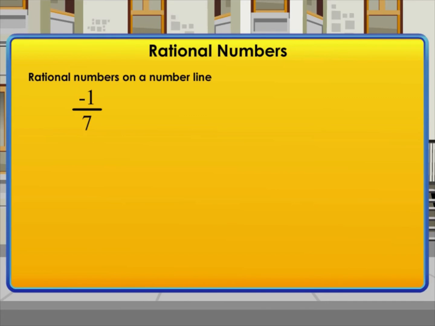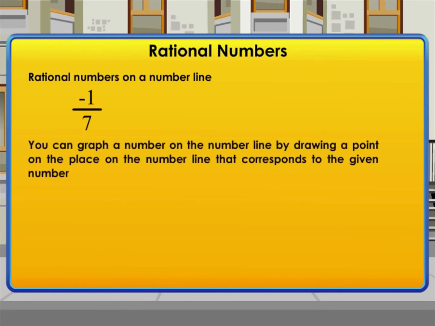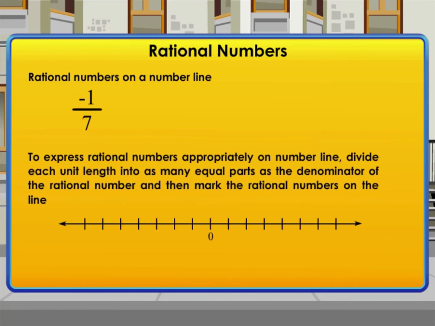Let us represent minus 1 by 7 on a number line. You can graph a number on the number line by drawing a point on the place on the number line that corresponds to the given number. To express rational numbers appropriately on the number line, divide each unit length into as many equal parts as the denominator of the rational number, and then mark the rational numbers on the line.